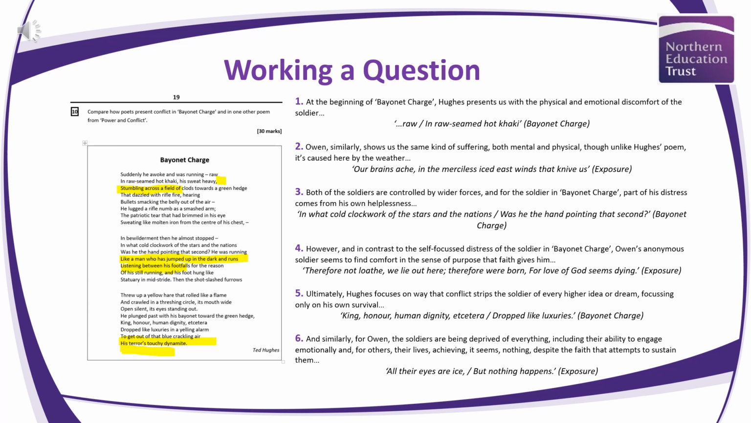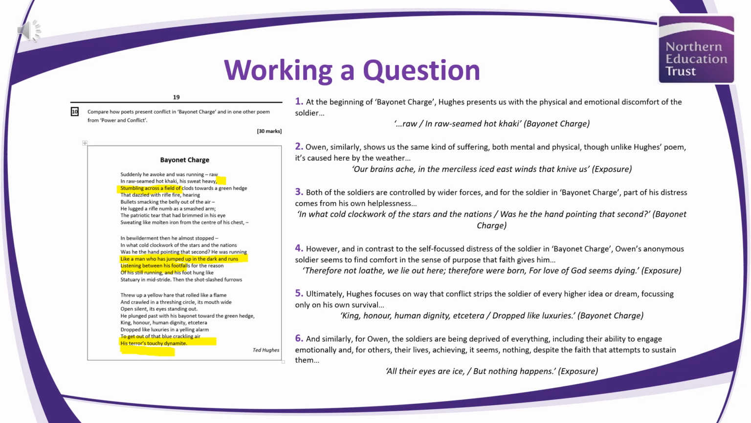Third one, I'm going to go back to the named poem, Bayonet Charge. Both of the soldiers are controlled by wider forces, and for the soldier in Bayonet Charge, part of his distress comes from his own helplessness. And the quotation would be, "In what cold clockwork of the stars and the nations was he the hand pointing that second?" And I talk about the image of the clockwork as emphasising his powerlessness against the wider forces of politics and destiny and so on. I talk about the idea of cold as uncaring and so on.